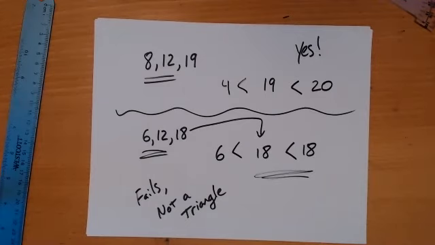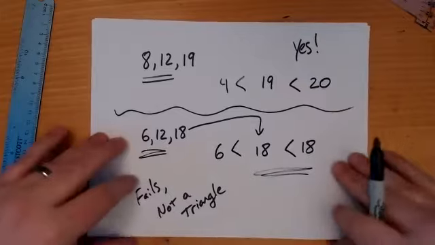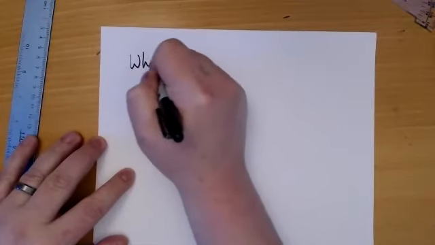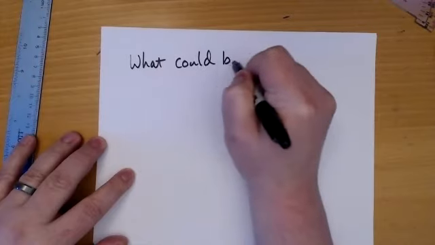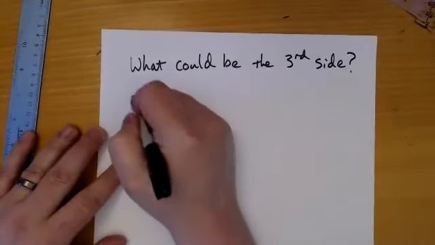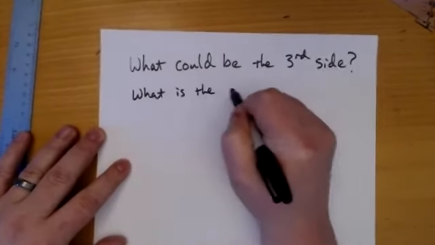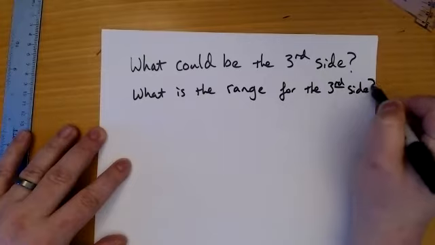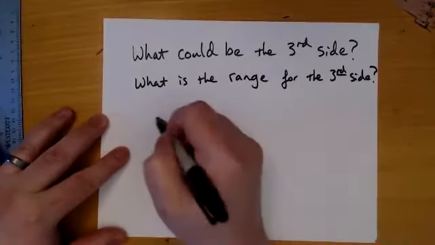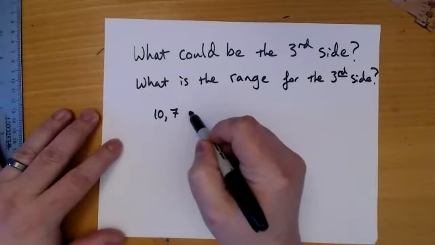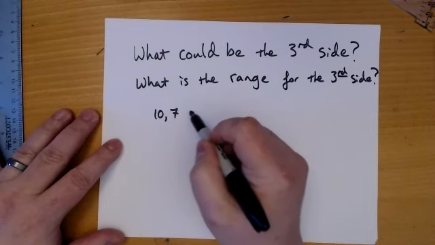Okay. Last one, it's even easier because there's nothing really to do except what you've been doing here. Sometimes you'll see this question written. Okay, so here's what's happening. I'm giving you two sides. I'm giving you 10 and 7. And I'm not giving you the third, like before. I'm only giving you the first two. You don't know the third one.